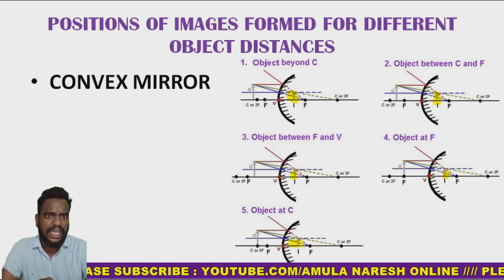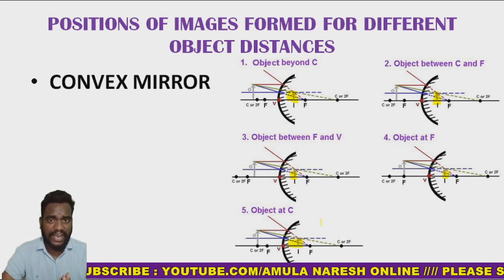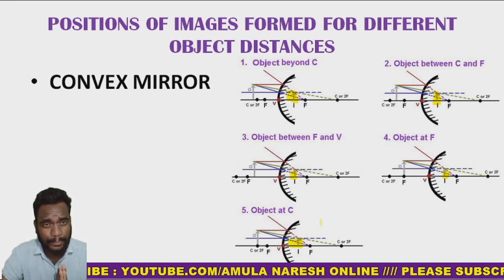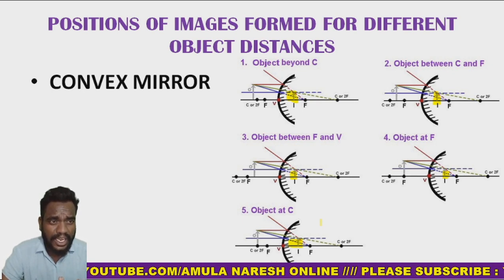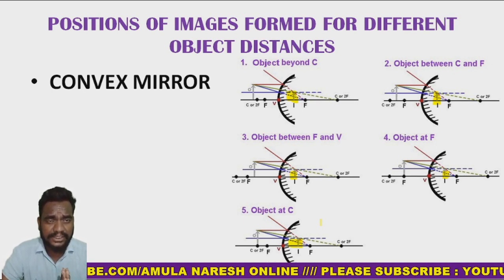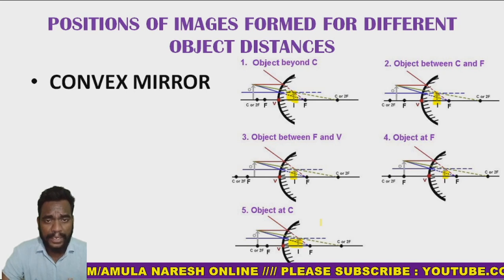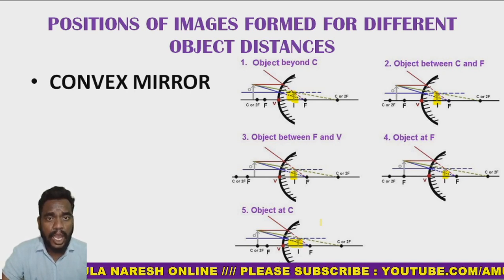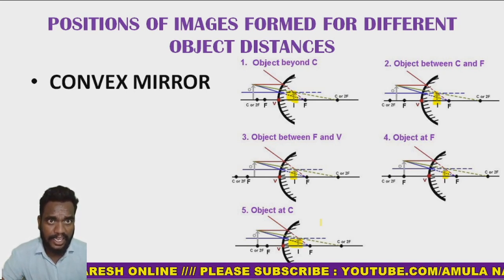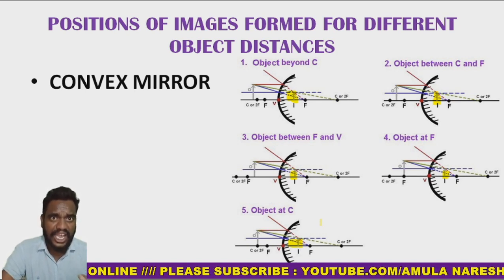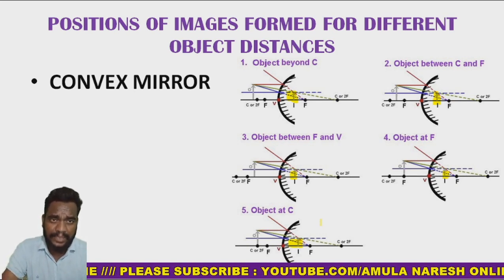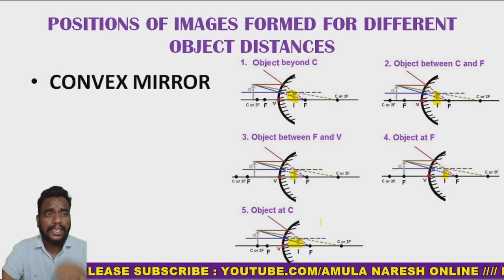These are the images, and you can see that in all the 5 cases, the image is formed between pole and focal point. There is no difference in size. The image properties are always the same, that is, it's not real, it's a virtual image and an erect image, as well as a diminished image.